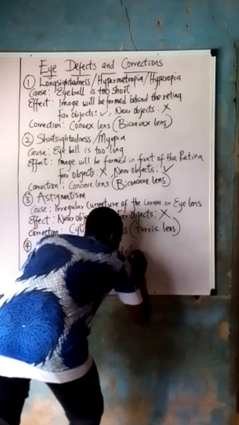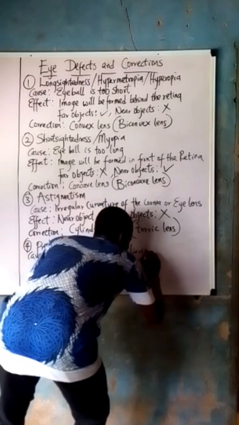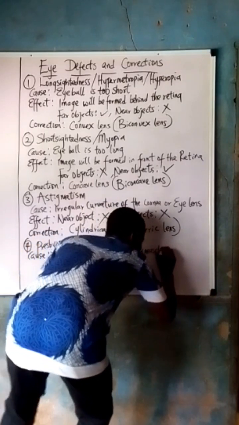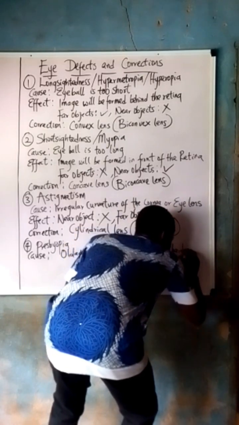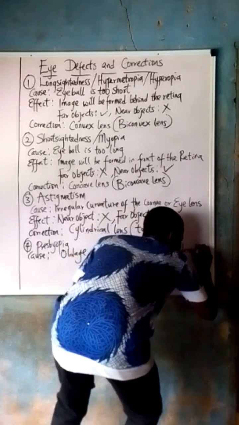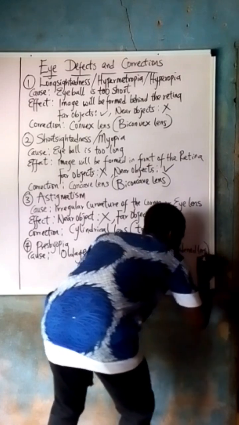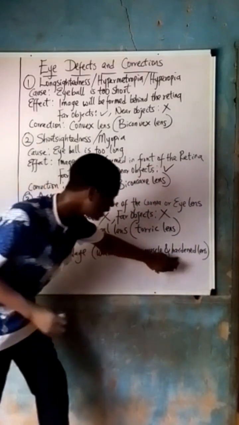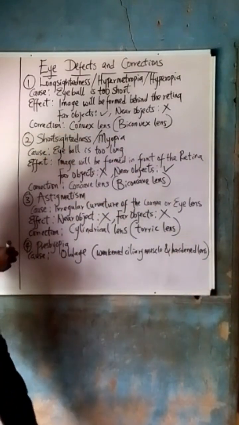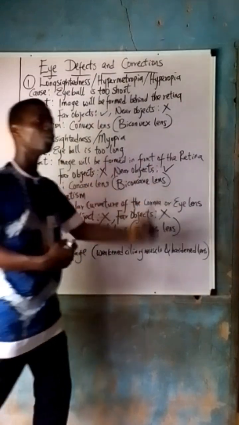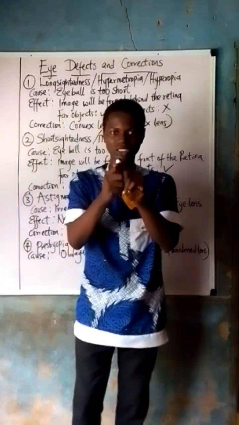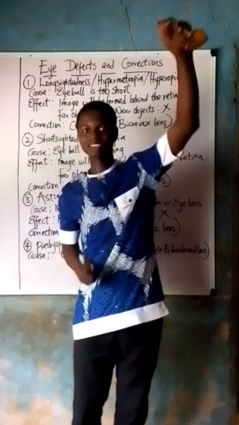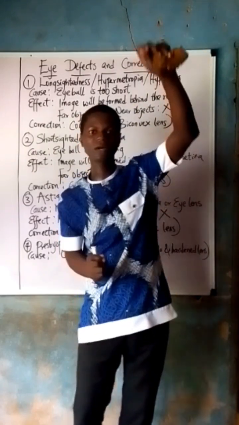ciliary muscle, alright, and hardened lens. The lens becomes hardened. So the person's eye lens becomes what? Hardened lens. So either of these is the cause. As the person becomes older, the lens starts getting more rigid. Okay, it cannot flex, cannot expand and contract.